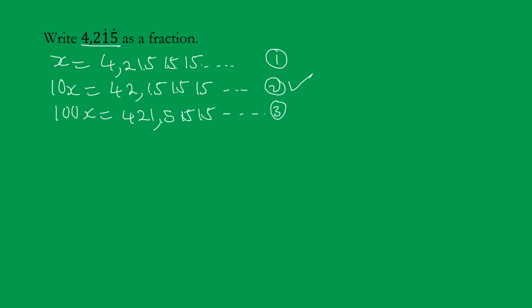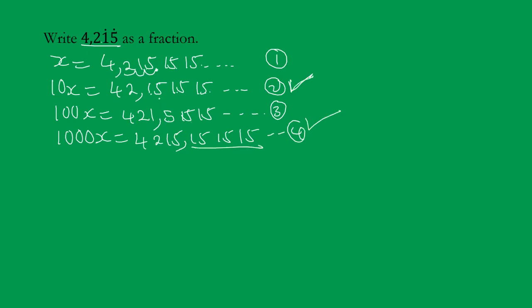We don't have any equation here with the same decimals after the comma. This one is 2151515. This one is 151515. This one is 51515. So they are different. Let's multiply by 1000 now. 1000x. The comma will move 3 times to the right. 1, 2, 3. So it's going to be 4,215,151515. So that's equation 4. If you check equation 2 and equation 4, they have the same decimals after the comma. So we can use them.